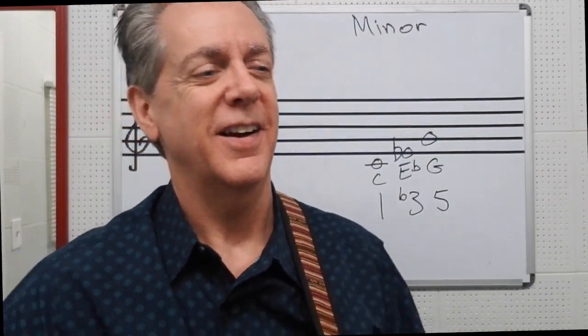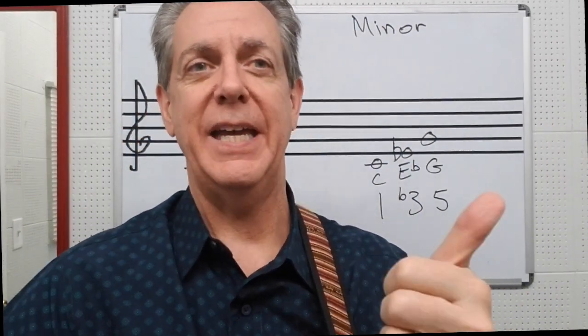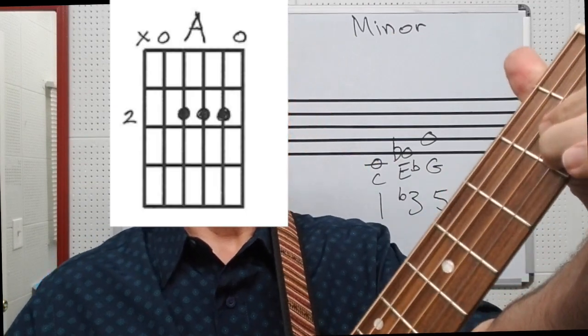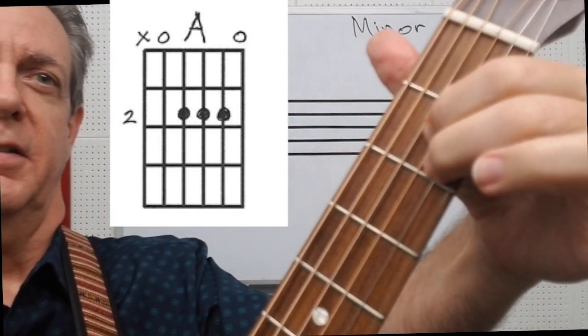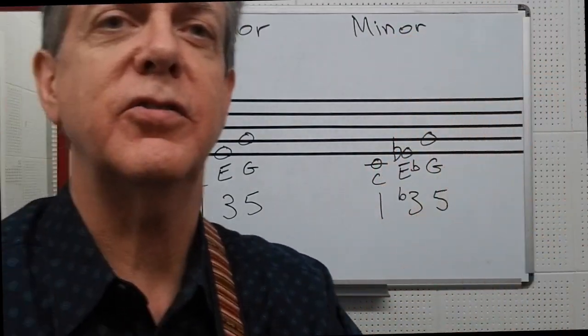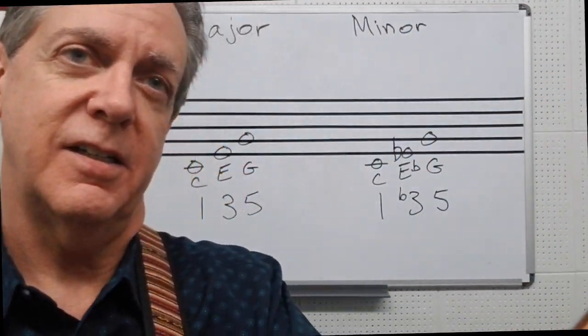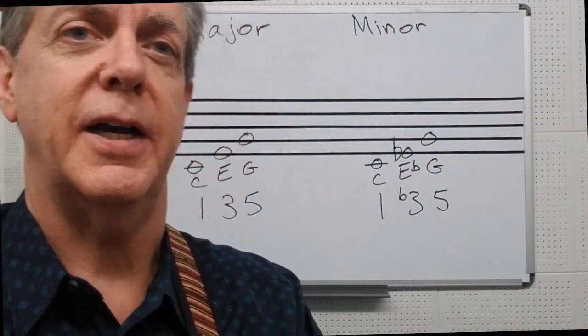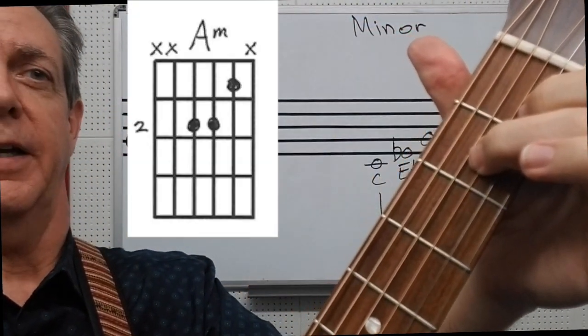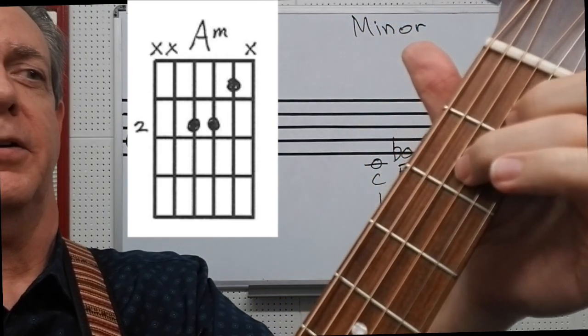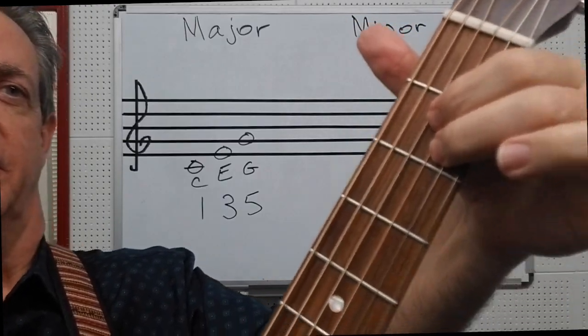Let's take the example of an A chord. On the A chord, you have A, C sharp, and E. Because C sharp is in the key of A. All right, so A, C sharp, E. And if we lower the C sharp to a C, now it's a minor triad. Okay, that's what's happening. So A minor, A major.